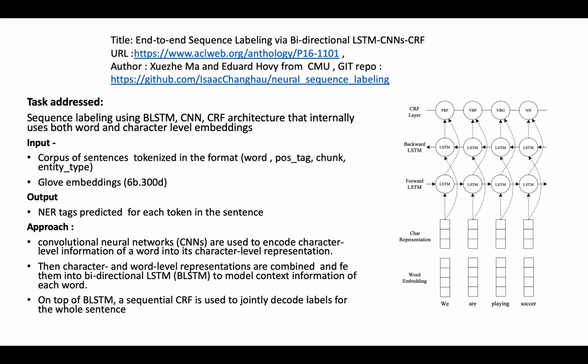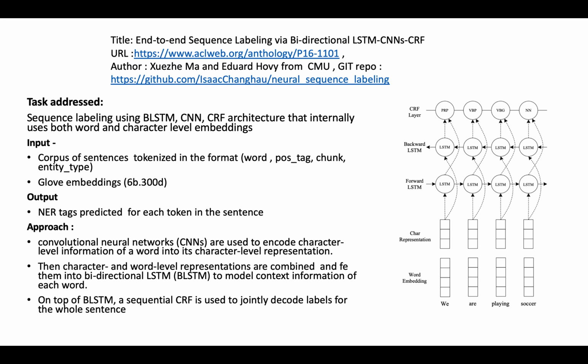The input needed for this is a corpus of sentences, which is tokenized in this format, which is highlighted over here. And then it needs the GloVe embeddings for the training. The output is the NER tag predicted for each token in the sentence, like any other NER task.